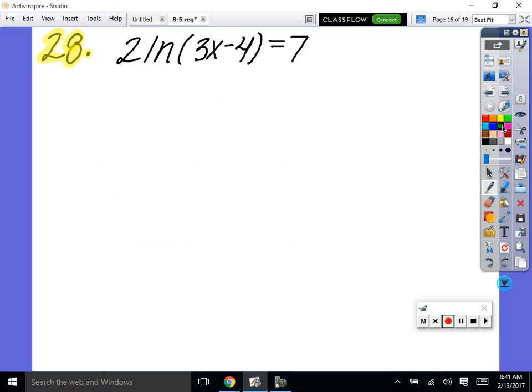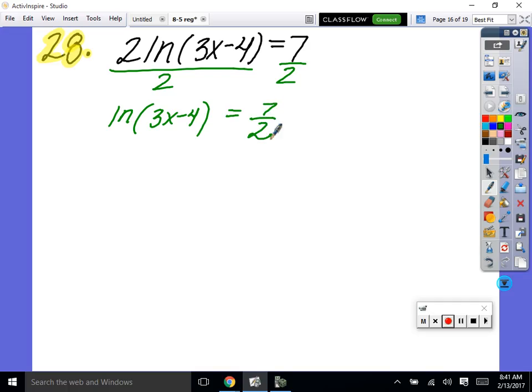28. So what do you suggest doing first? We have to get the ln all by itself. So what should we do? Okay, divide both sides by 2. So we have ln of 3x minus 4, that's all trapped inside the ln, equals 7/2.